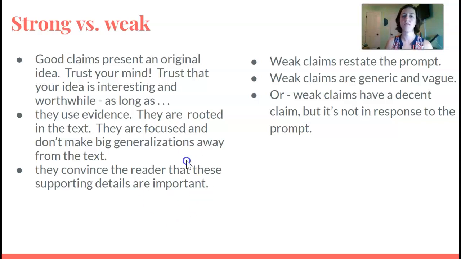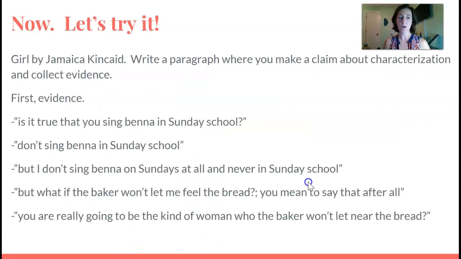So the prompt I asked you to consider was to write a paragraph where you make a claim about characterization. It's deliberately kind of a vague prompt, and you collect evidence towards that idea of characterization. All right, so characterization. There's really only 2 characters in this vignette. There is this, I'm going to call this elder speaker, and then there is the girl, who's the object of the monologue.